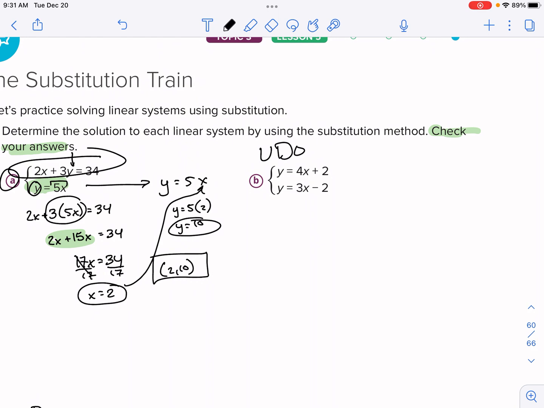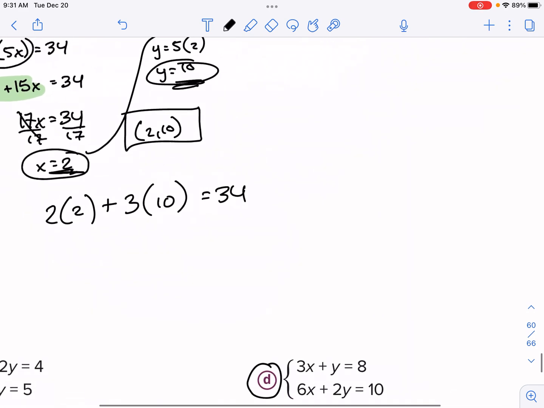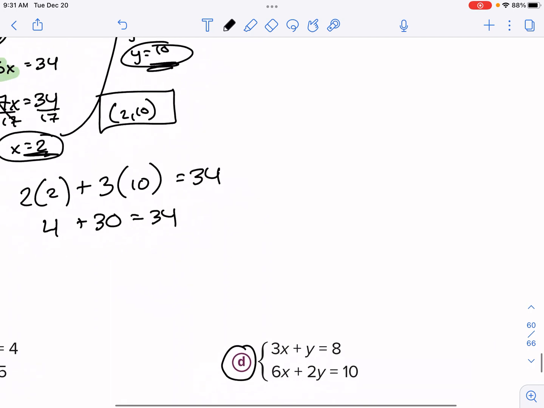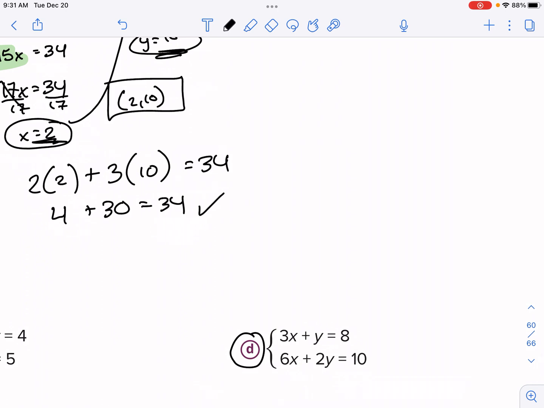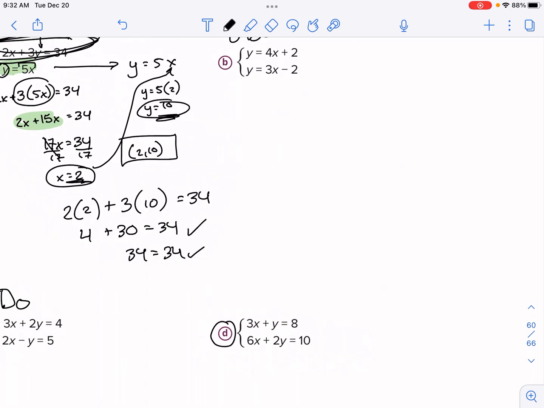So instead of 2x, I'll put 2, and x is 2. Instead of 3y, I'll put 3 and I'll plug in a 10 because y is 10. And this is all equal to 34. So I'm rewriting this first equation, but plugging this in. 2 times 2 is 4. 3 times 10 is 30. Right, and it's true that 4 plus 30 is 34. We have a true statement. Actually, we should have a true statement where that number is equal to itself. Okay, so that's how you check your answer.